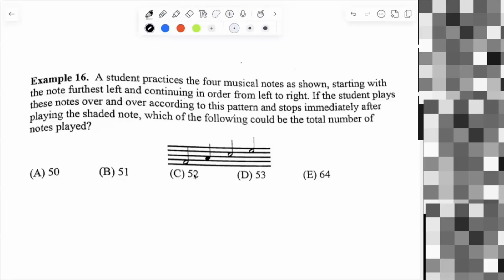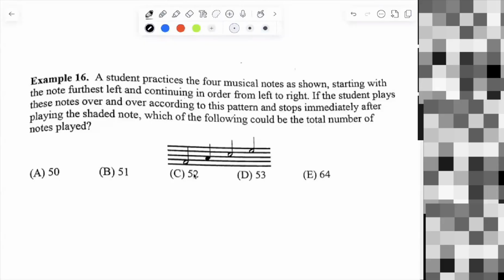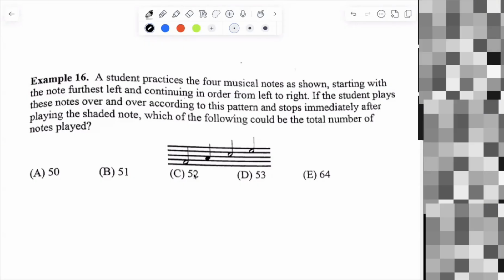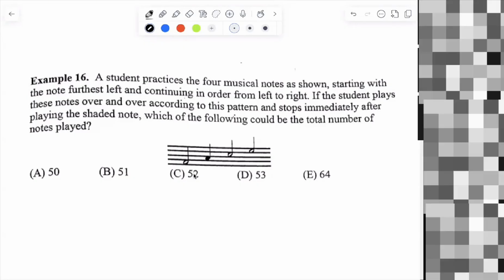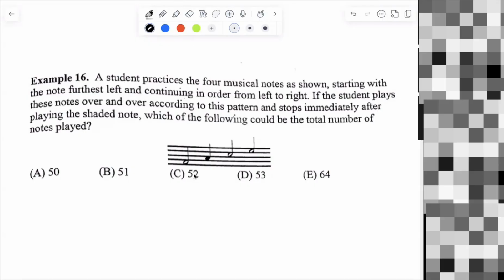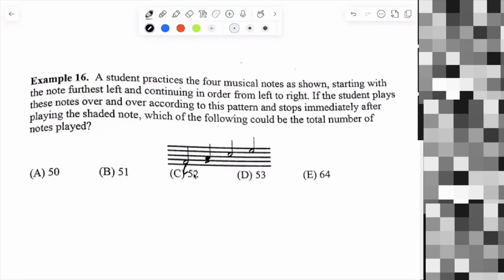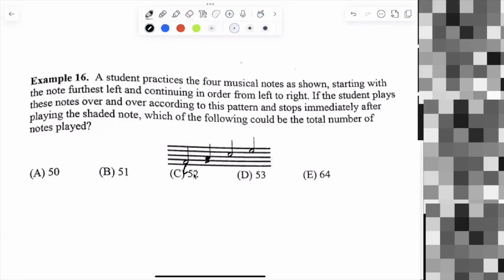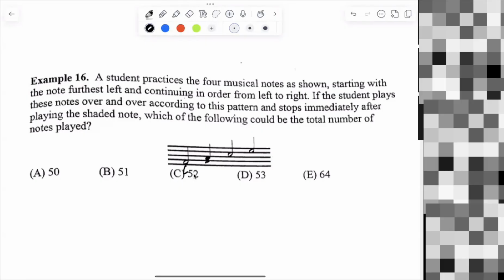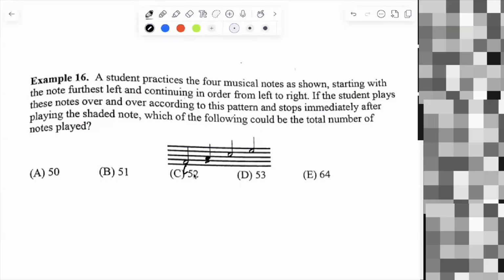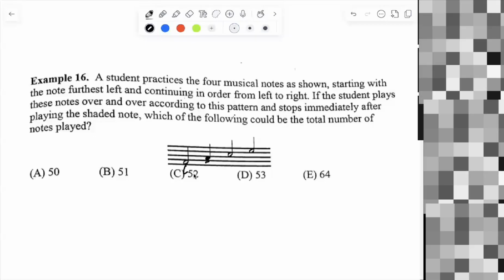Alright guys, let's get started with this question. Notice that the pattern repeats every 4 notes. After a bunch of cycles of four, we stop at the shaded one, which would be the 2nd note. The last cycle will not be completed. Instead, there will be 2 left over. So the remainder when the number of notes played is divided by 4 is 2.